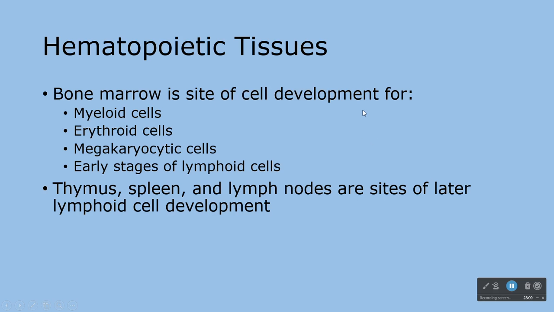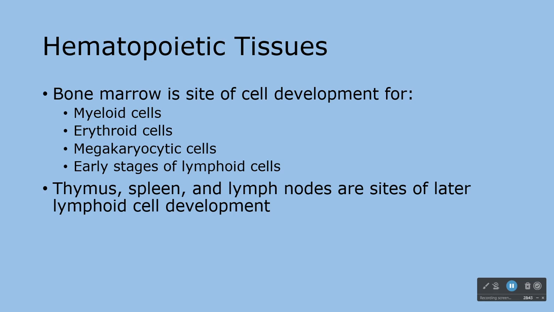Okay. All right. So we're going to talk about the bone marrow in general. Bone marrow is the site of cell development for myeloid cells. Okay. Myeloid cells. This is going to be your first term for this. Myeloid are eos, neutrophils, basophils. Okay. Erythroids are red blood cells. Megakaryocytic are your platelets, thrombocytes, and then the early stage of your lymphoid cells.